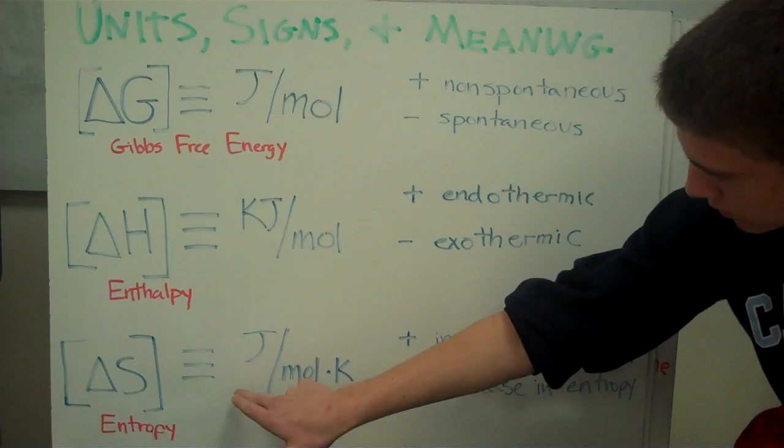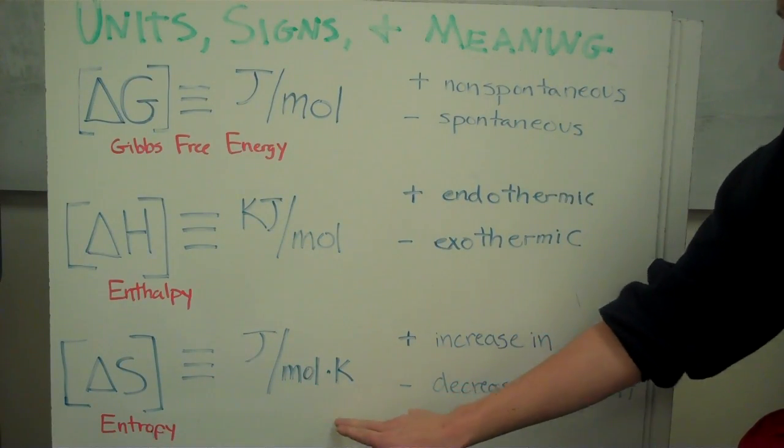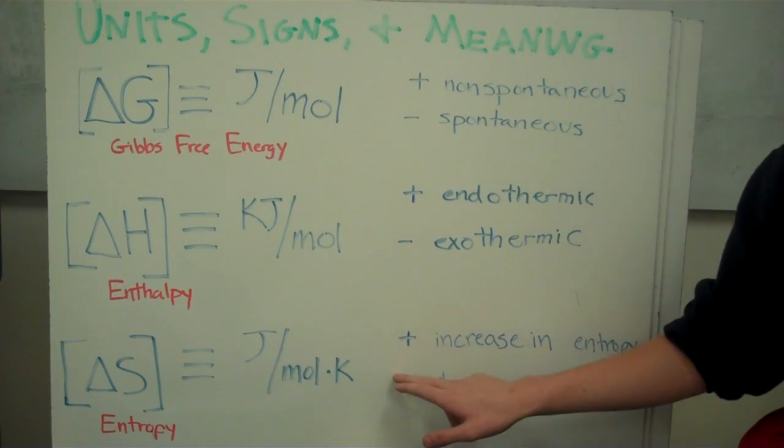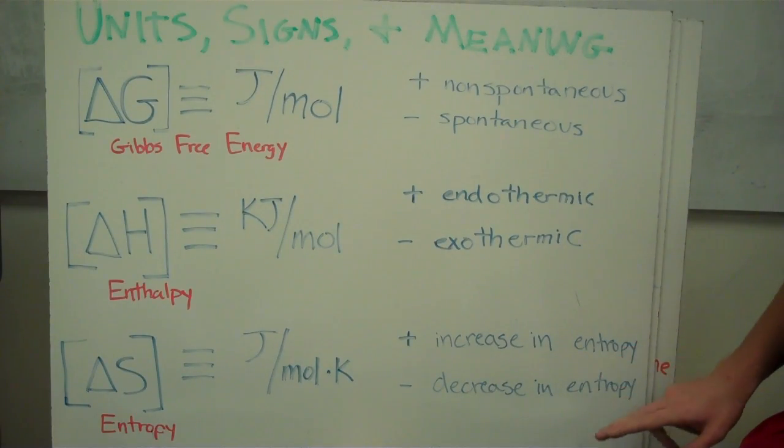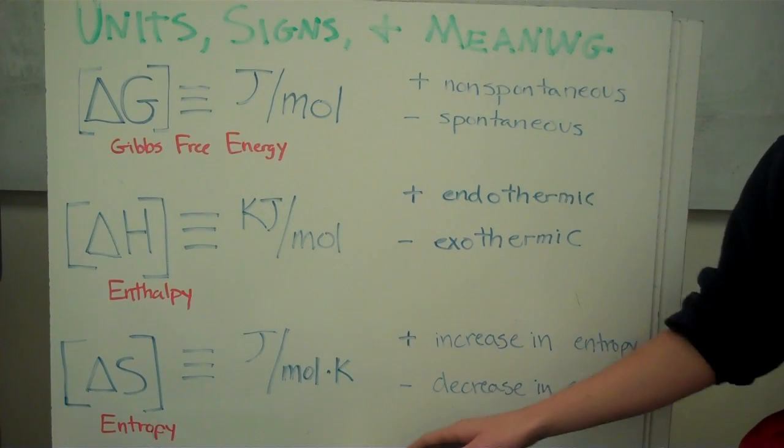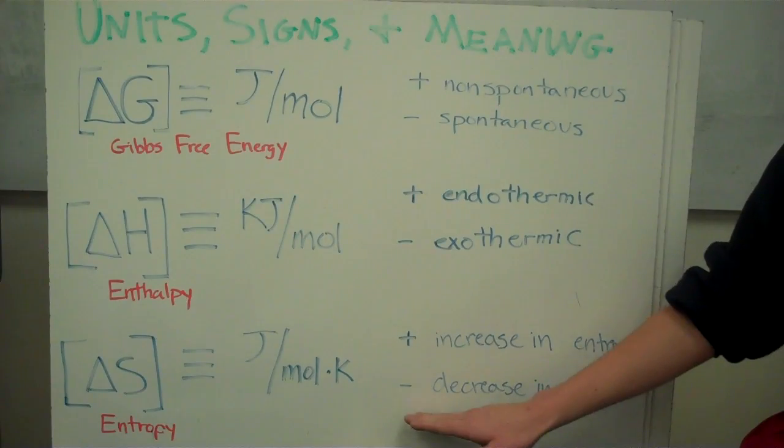Entropy is measured in joules per mole Kelvin. Now, when this value is positive, there is an increase in entropy, or an increase in disorder. When this value is negative, there's more order.